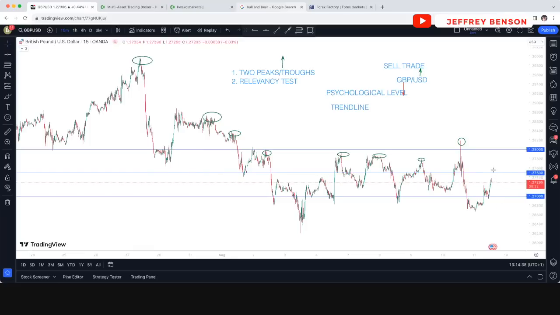Not relevant. But this is a trough. This is a trough. This is a trough. This is a trough. This is a trough. I'm just pointing out what troughs and peaks are.